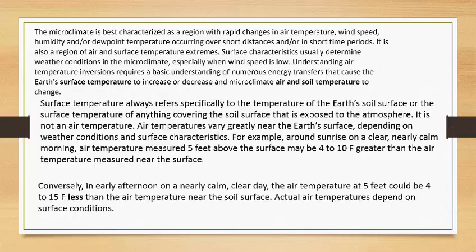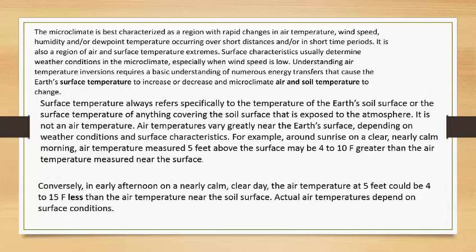Understanding air temperature inversions requires a basic understanding of numerous energy transfers that cause the Earth's surface temperature to increase or decrease and microclimate air and soil temperature to change. Surface temperature always refers specifically to the temperature of the Earth's soil surface or the surface temperature of anything covering the soil surface that is exposed to the atmosphere. It is not air temperature.